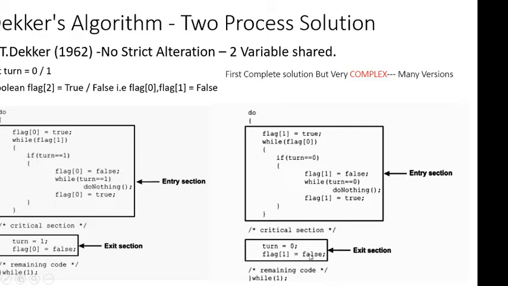Now at this time, what is the value of turn? Turn is 0 and his flag is false, he is in his remaining code. Process P1 is also in his remaining code. That is the current status of this environment.